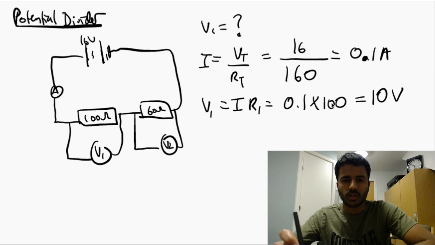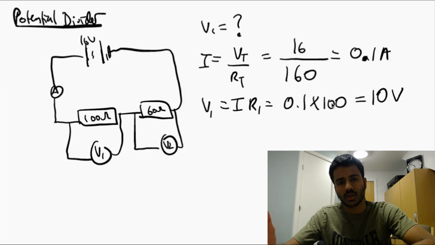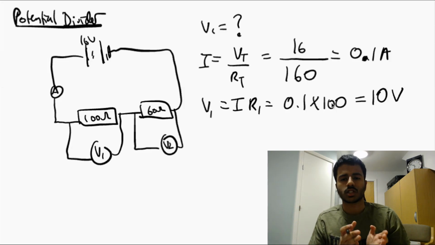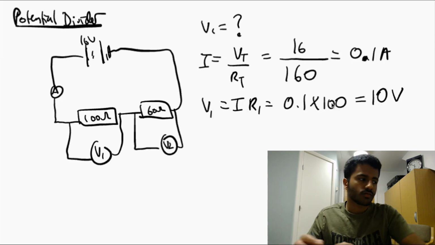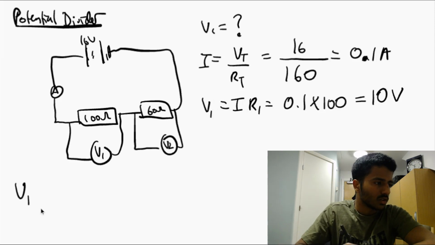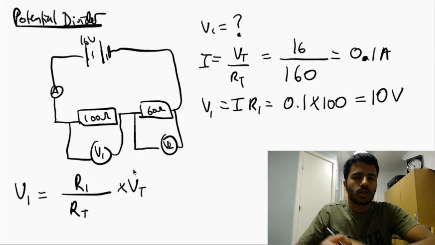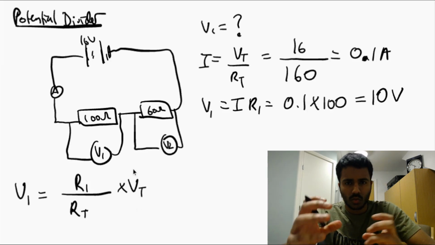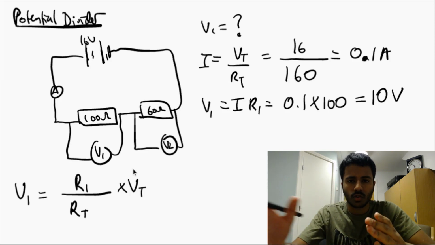And one shortcut that you can use is something called a potential divider, which is basically a manipulation of the ratio method. I said before that voltages are shared in the same ratio as the resistances. So we can say V1 is equal to the resistance of the 100 ohm resistor, or R1, over the total resistance times by the total voltage. This means basically what fraction of the resistance you're finding of the total resistance times by the voltage of the total circuit.